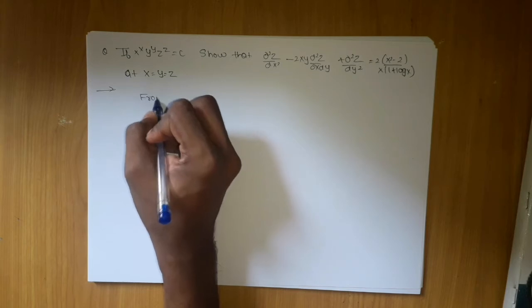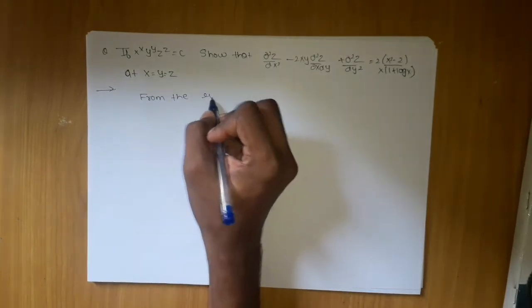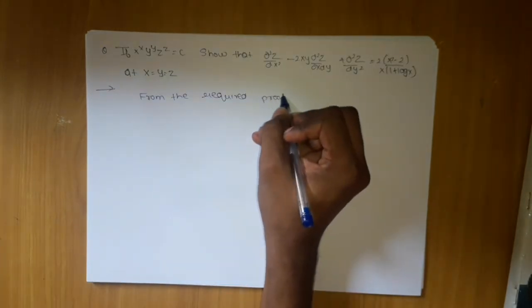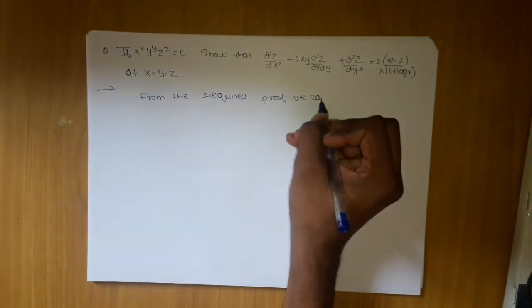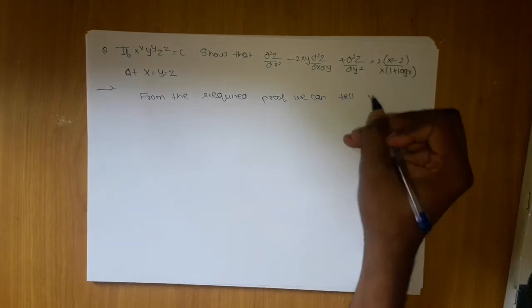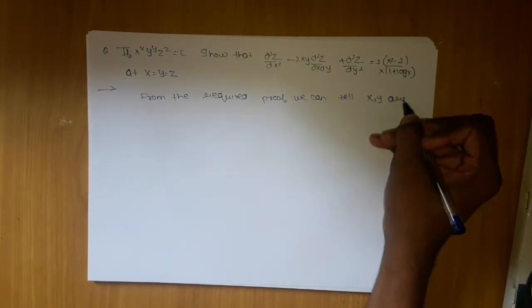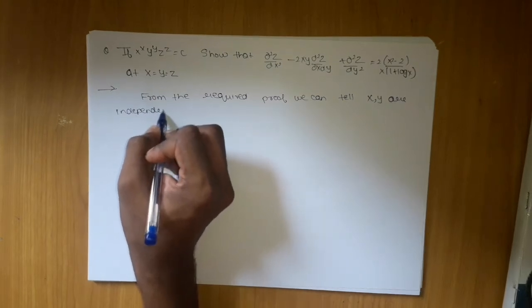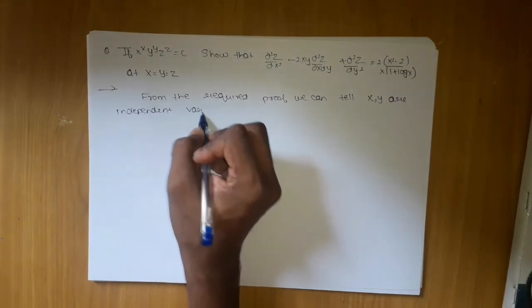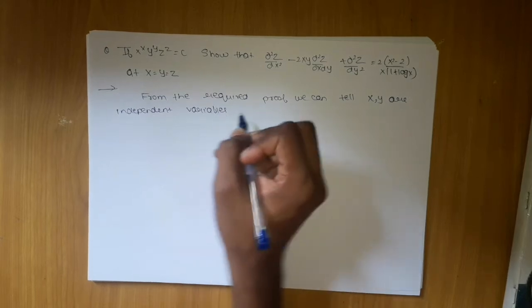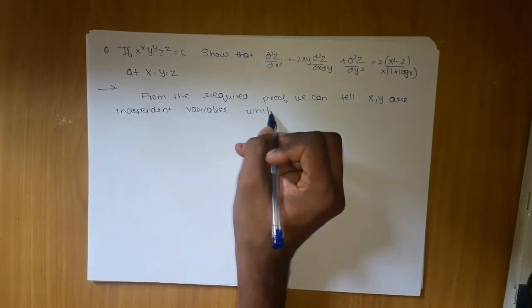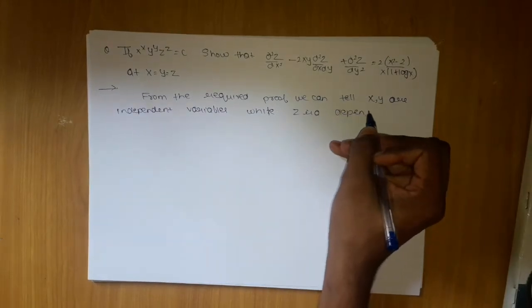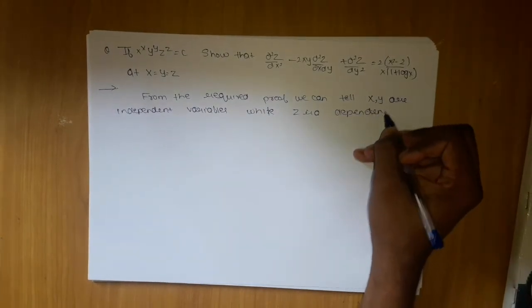From the required proof, we can tell x and y are independent variables, while z is a dependent variable.